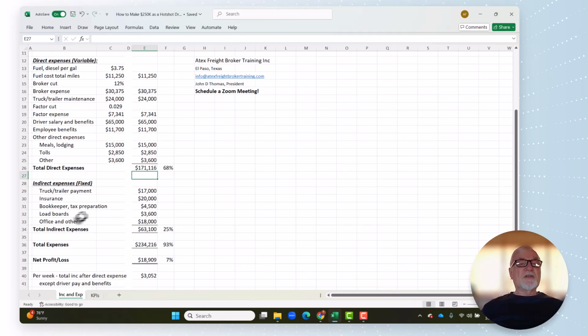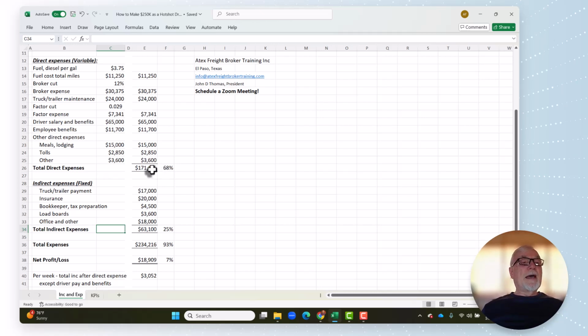Load boards, this could be one or two load boards, $3,600 a year, and in office and other expenses, $18,000. You'd be surprised at how the dollars increase in the office. This could include maintaining a copy machine and faxing and computers and hookups and all that stuff. So for the indirect expenses, you're looking at $63,100, and they're usually going to run less than your variable expenses.